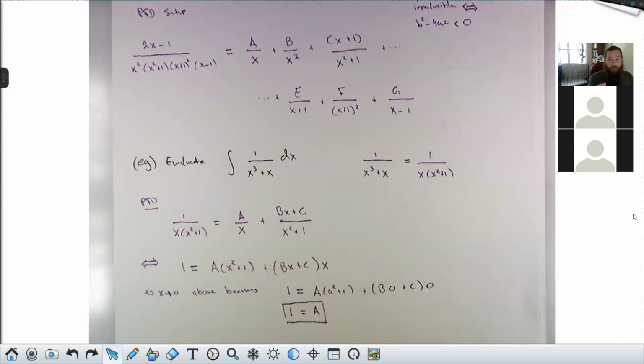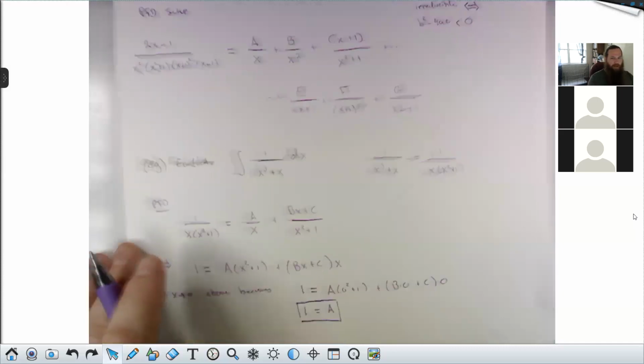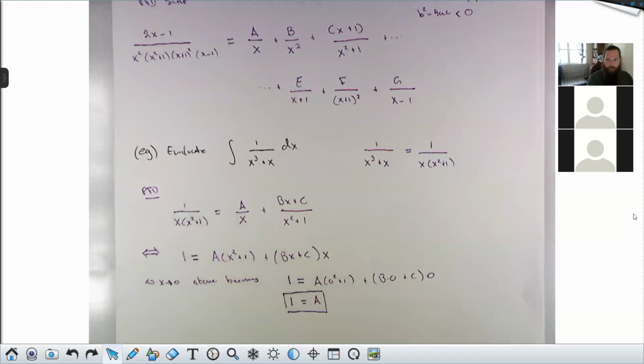I still need to find B and C. And the bad news is that the Heaviside cover-up method won't work for these. And if we had repeated factors like this, it won't work for those either. It'll give you one of them, but not the other. So we've gotten everything we can with the Heaviside method. So now we need to resort to the original technique of equating coefficients and setting up the linear system.